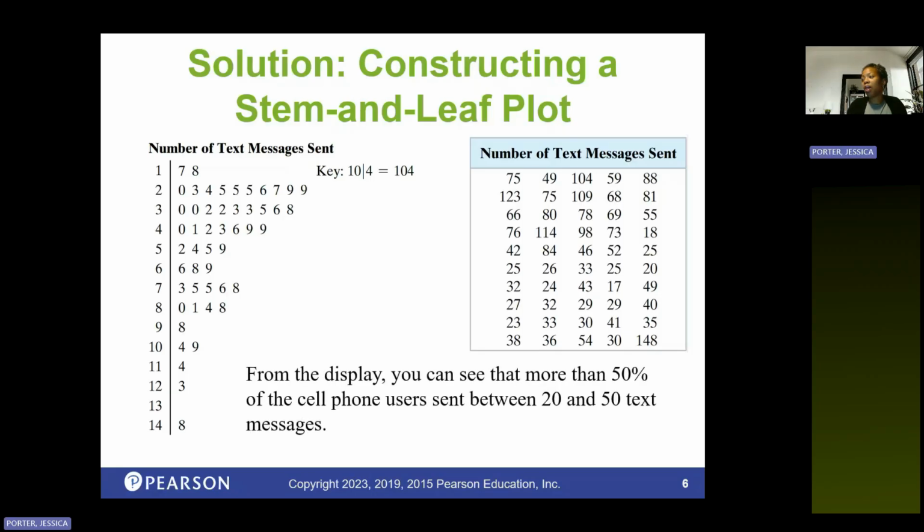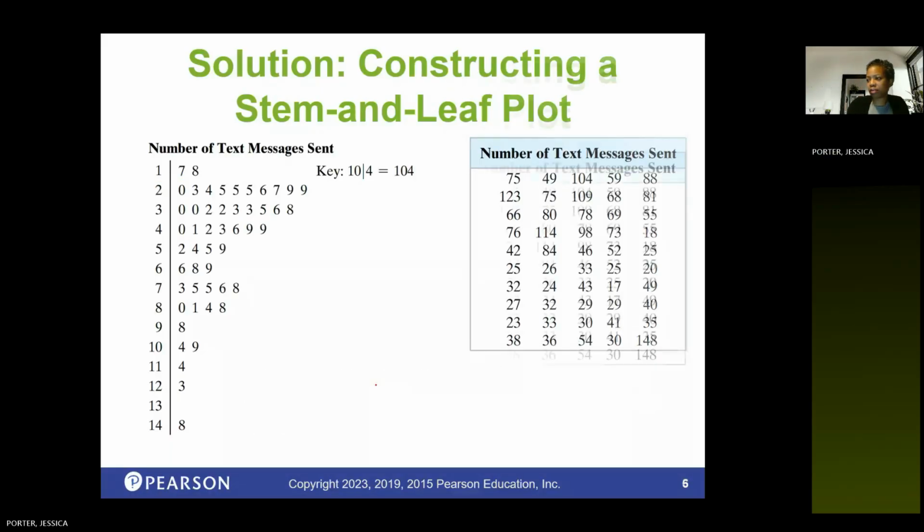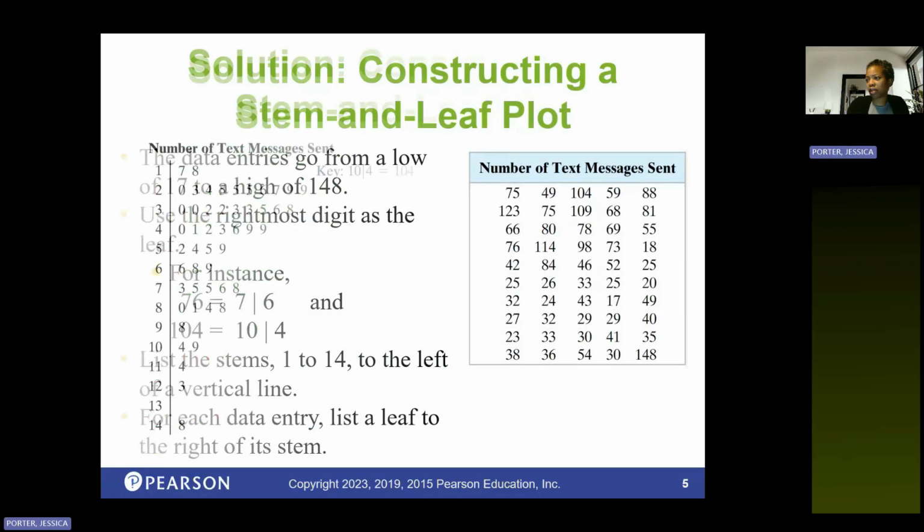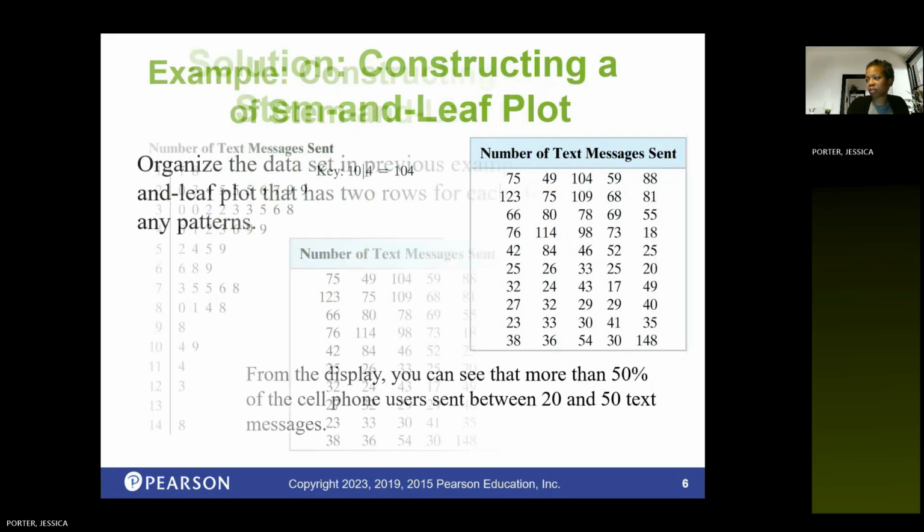All right. Now, from this display, we kind of get some pieces of information from the data. You can see that more than 50% of the cell phone users sent between 20 and 50 texts. So let's see if I can get my pen going here. Between 20 and 50 texts. That's most everybody in there. Text messages. Is this per day, did they say? No, they didn't tell us. Okay.